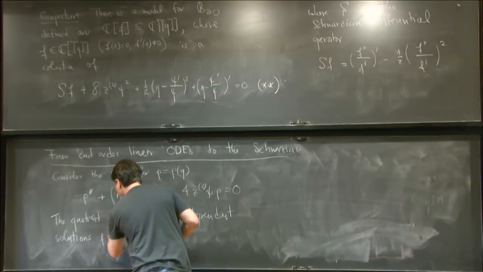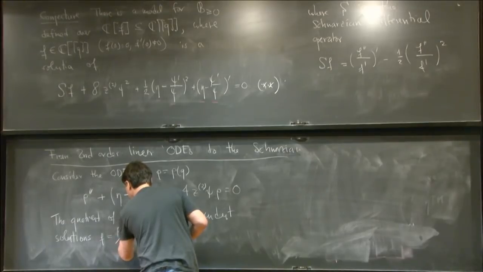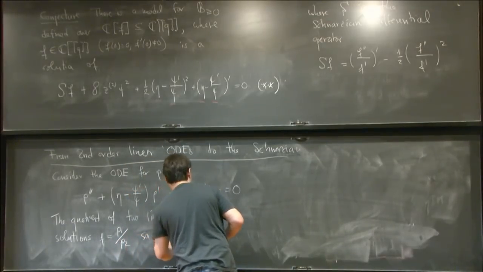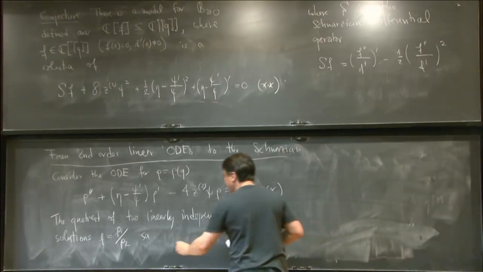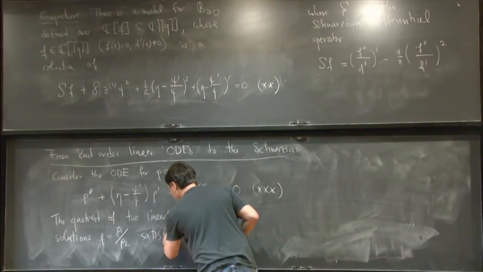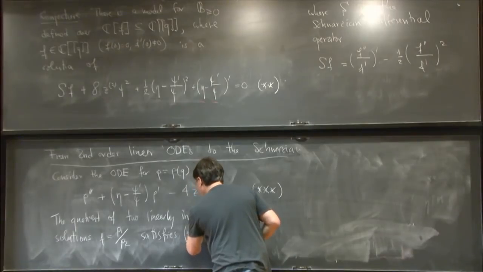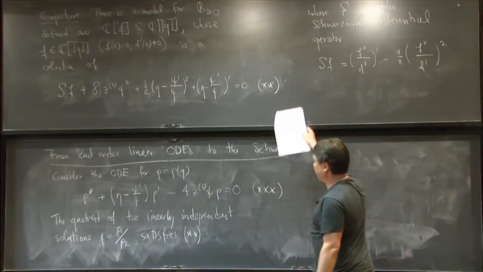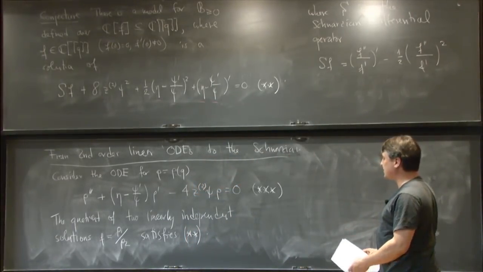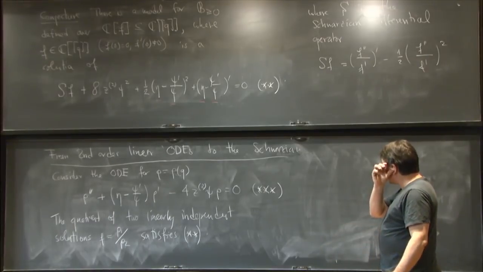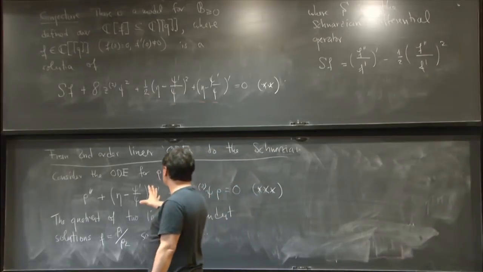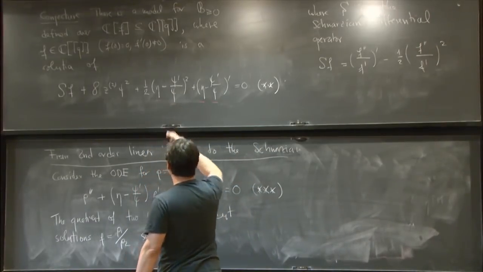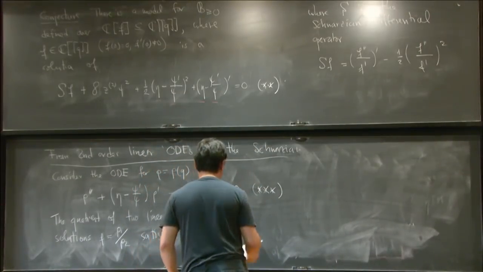So f equals rho 1 divided by rho 2 satisfies, okay, let's do this one here, satisfies that one here. Okay, so this is a well-known statement that the quotient of two linearly independent solutions of a linear second order ODE satisfies an inhomogeneous Schwarzian differential equation.